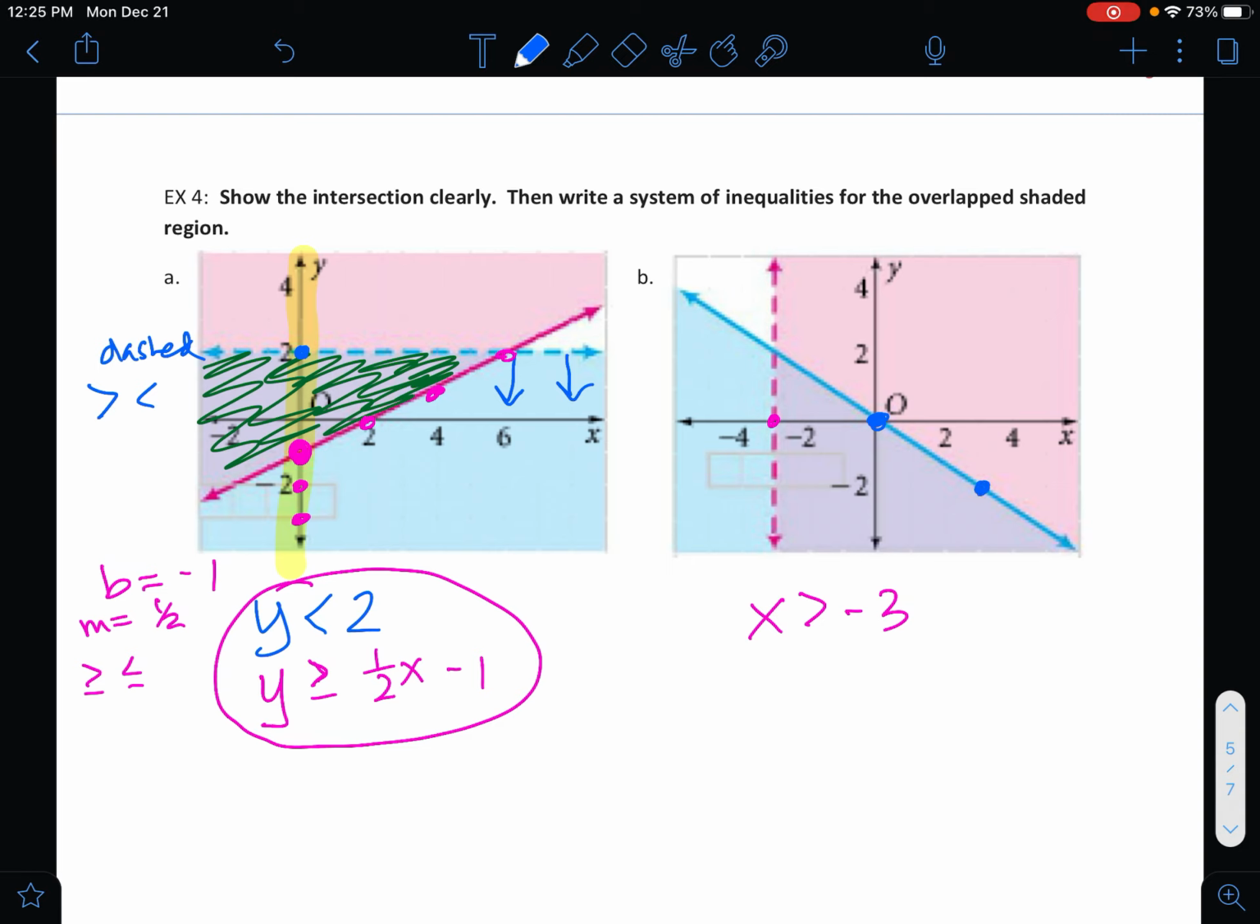Okay, this is really hard. I need to fix my example here. Okay. The first line is x, because it's vertical. It's a dashed line, and it's going through -3 on the x-axis. So all of the x's that are bigger than -3 are being shaded, so that's why I did a greater than sign. Now, the second one is hard to see.